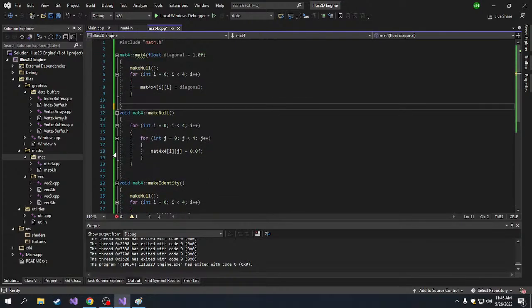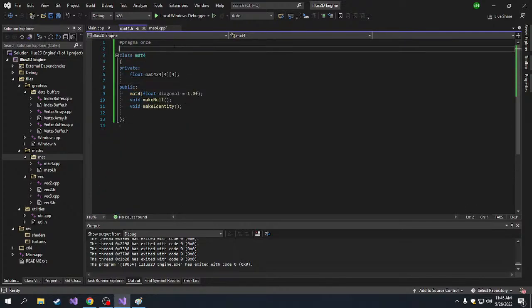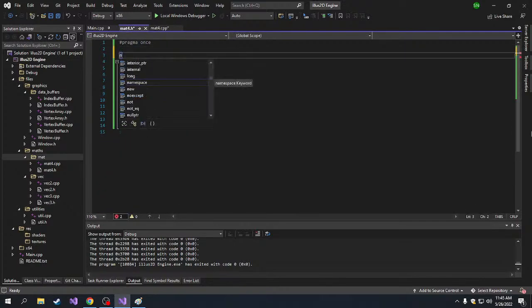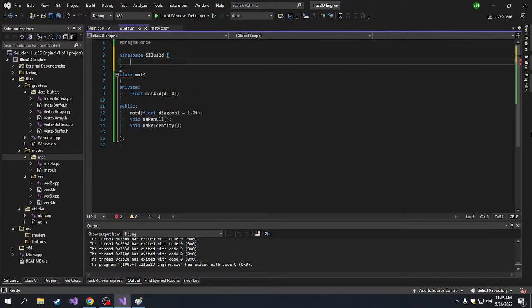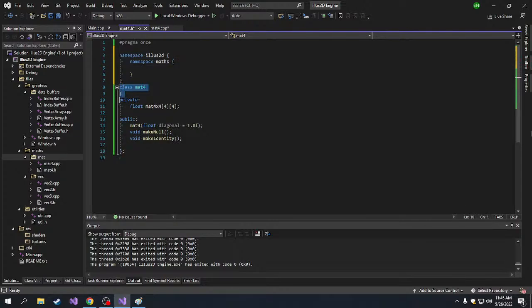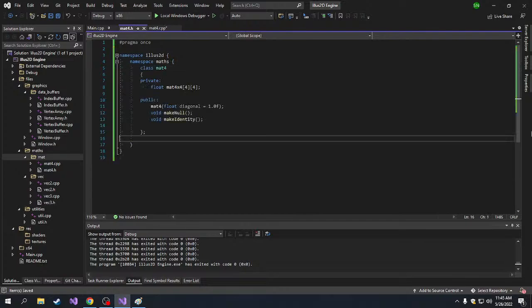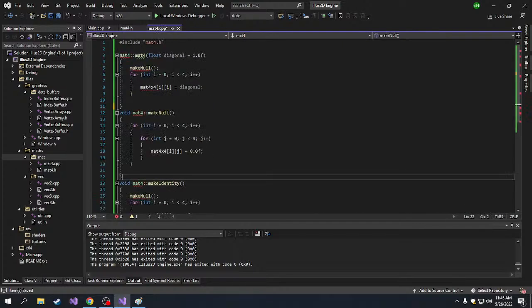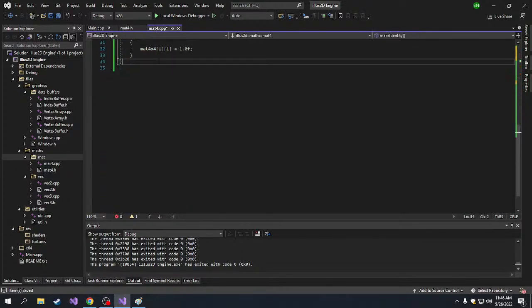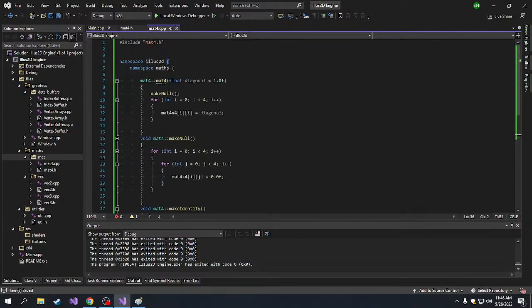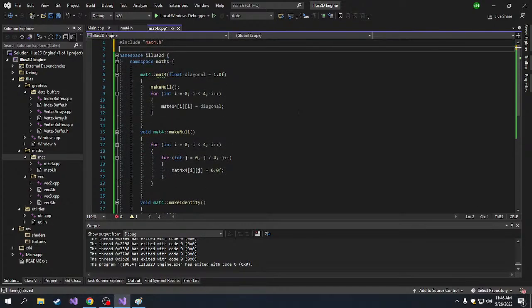So make null, mat4, and make identity. Cool. I'll also put it inside a namespace. Of course, we have our own namespace. So namespace, I'll do inside the illus2D. I'll put it into a namespace with our mats. Cool. Cut this, paste it here. I will copy this to mat4, and I'll just do this. Gotta love Visual Studio. Okay, cool.